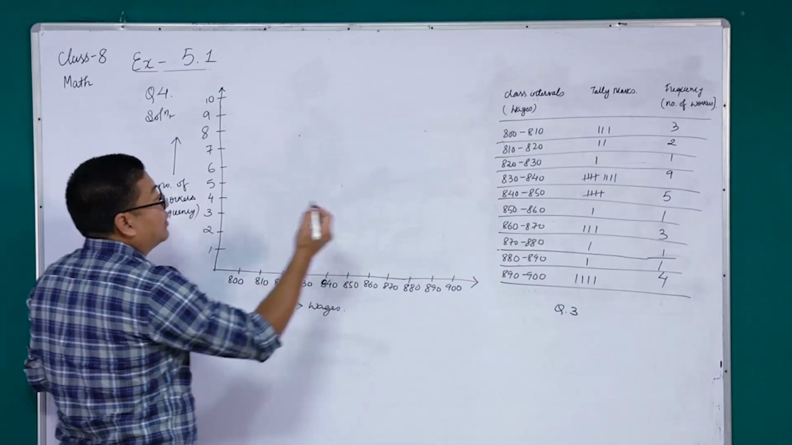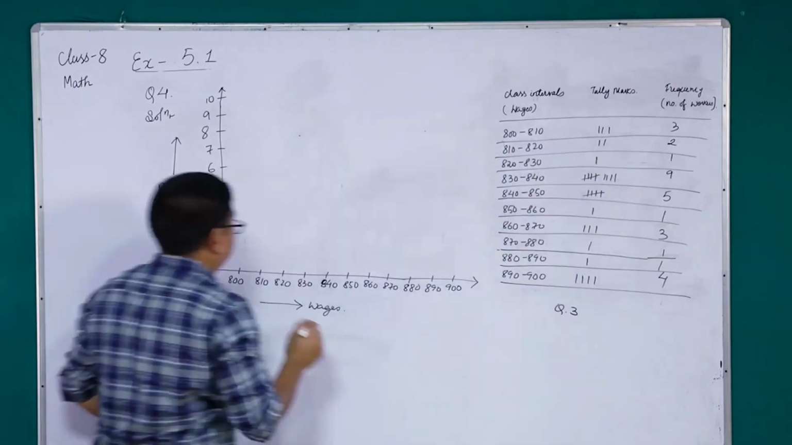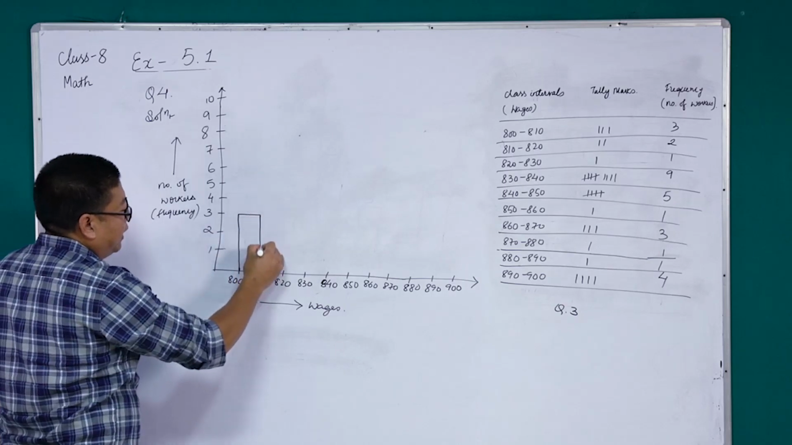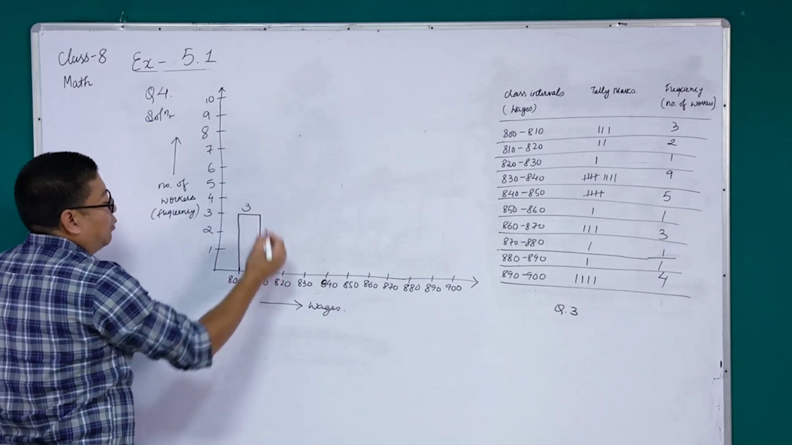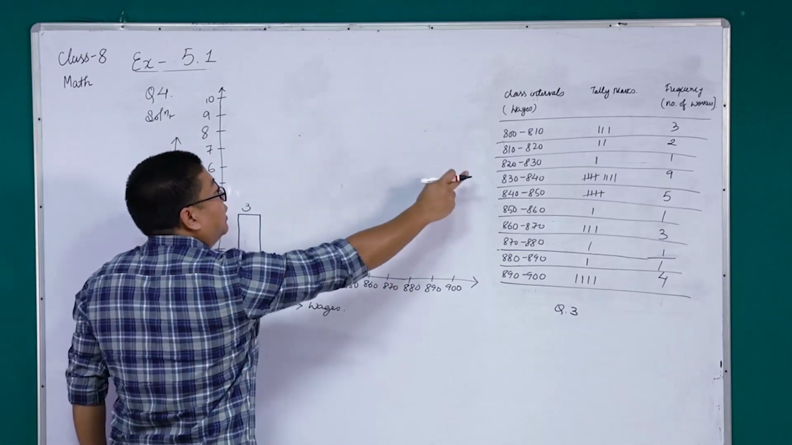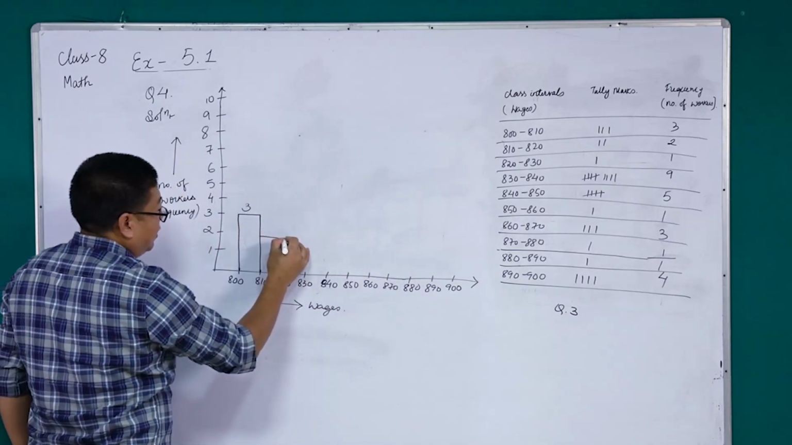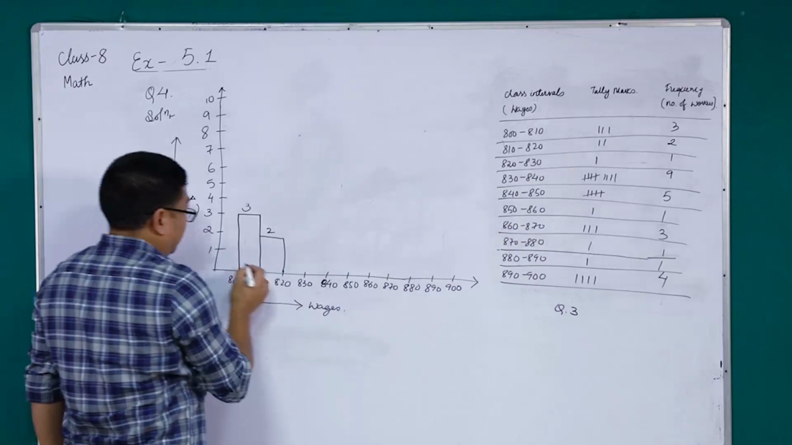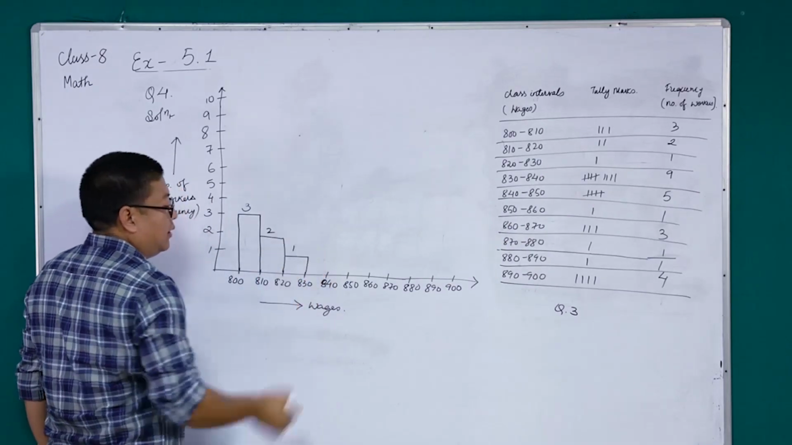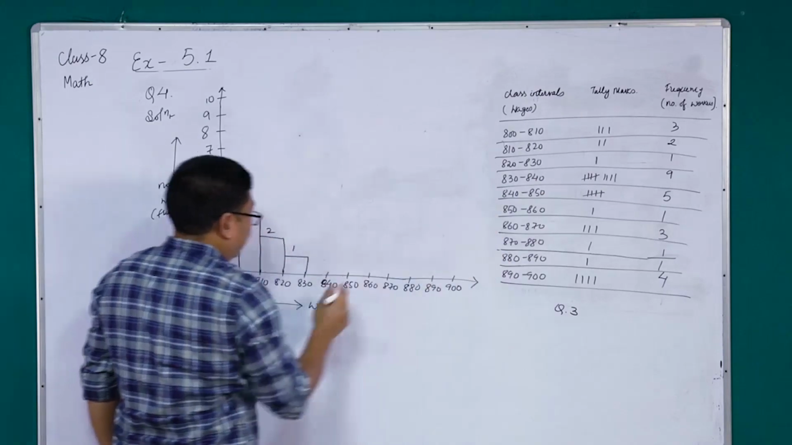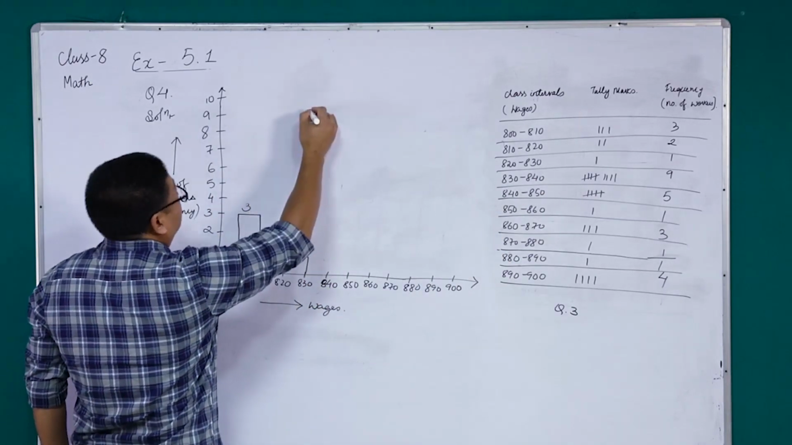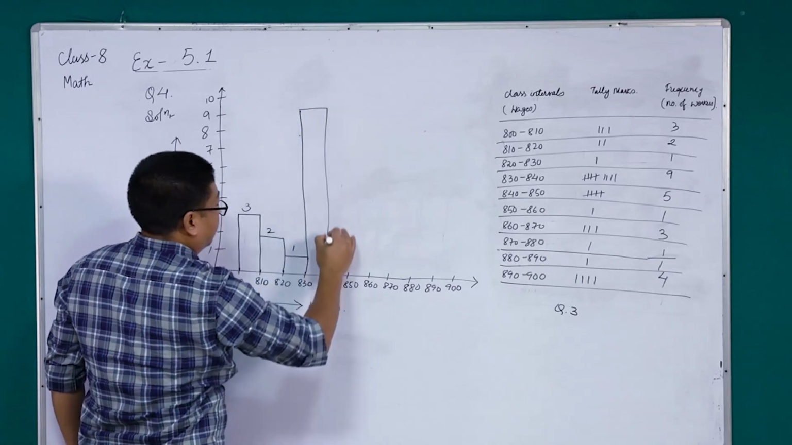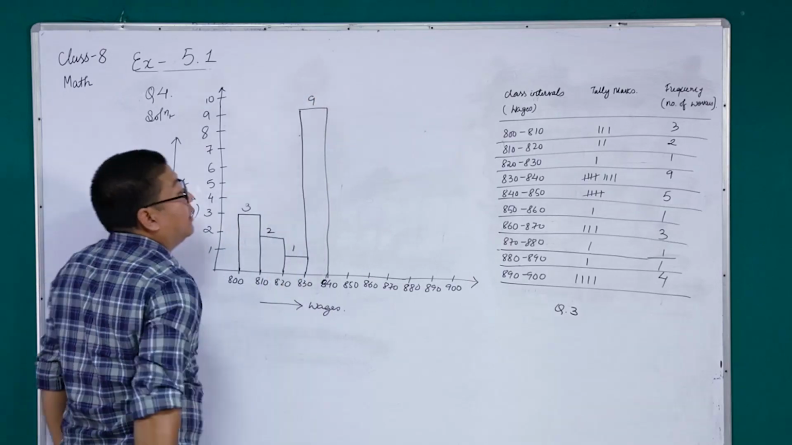First, for 800 to 810, we have 3. So 3 is here. We will draw a bar connecting both 800 and 810. Likewise, we will continue with 810 to 820, which is 2. So it will come somewhere around here. 820 to 830, 1. So 1 will come somewhere around here. 830 to 840, 9. So 9, you have to go a long way up, somewhere around here. We'll join these two. Now this will be 9.